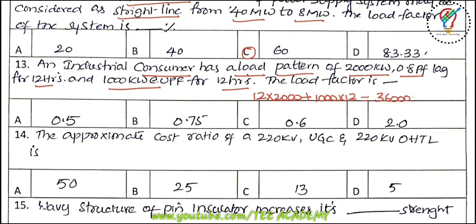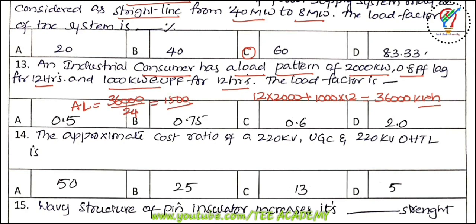Okay, 36,000 kilowatt hour you are going to get here. Now average demand, what is the formula for average demand? Average demand or average load is nothing but energy consumed in 24 hours divided by time duration. So how much energy consumed here? So energy consumed is 36000 divided by 24. Okay, so you are going to get 1500 here.